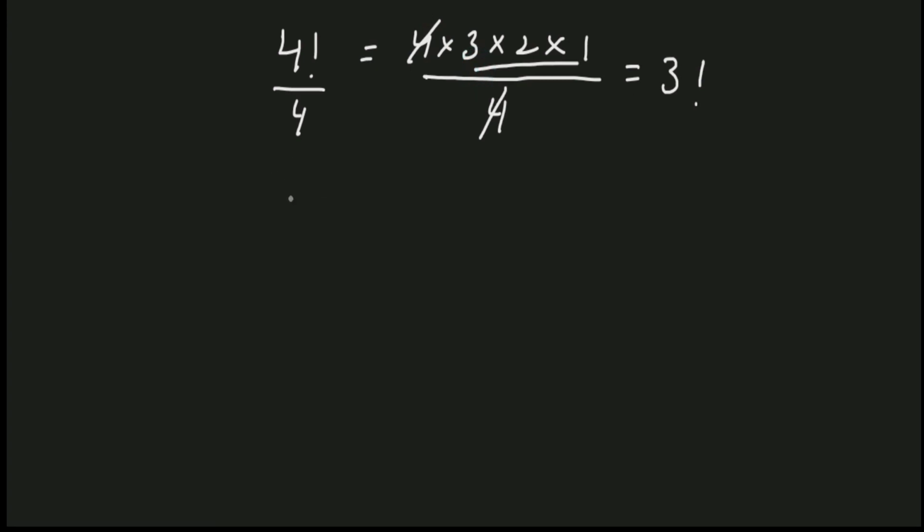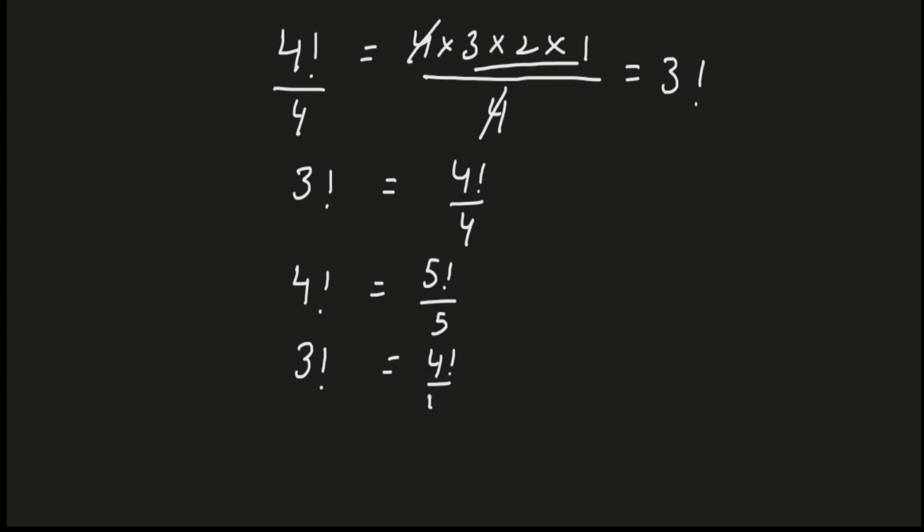So 3 factorial is equal to 4 factorial upon 4 and so on. If we follow this pattern, we can write 4 factorial equal to 5 factorial upon 5, and 3 factorial equal to 4 factorial upon 4, and 2 factorial equal to 3 factorial upon 3, and similarly 1 factorial equal to 2 factorial upon 2.